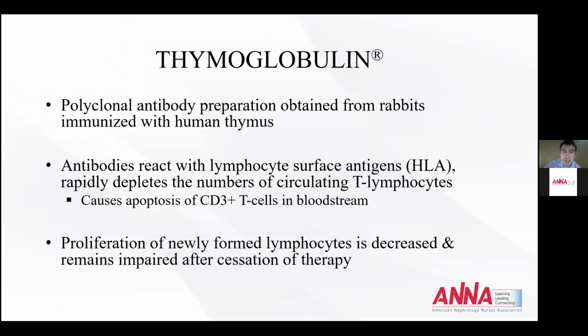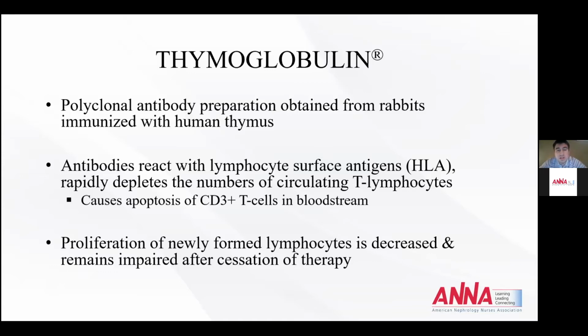So thymoglobulin, again, is a polyclonal antibody, and its preparation is obtained from rabbits immunized with the human thymus. So, well, that's where it's from. I didn't know that. I kind of thought it was interesting when I first learned that. The antibodies react with the lymphocyte surface antigens, also known as HLA. We can check HLA levels in the patient, which rapidly depletes the number of circulating T lymphocytes. It depletes them. It wipes them completely out.